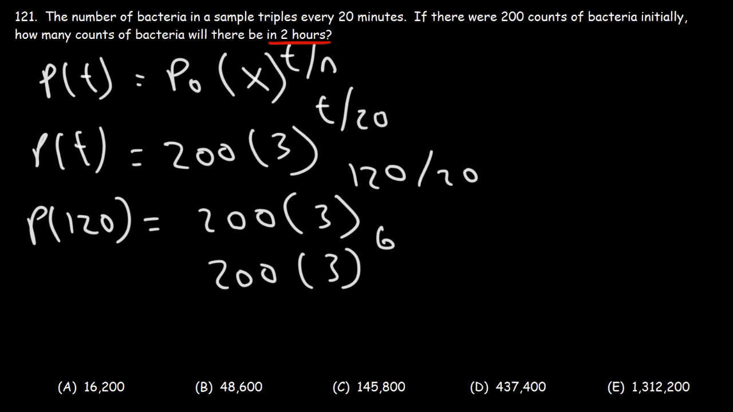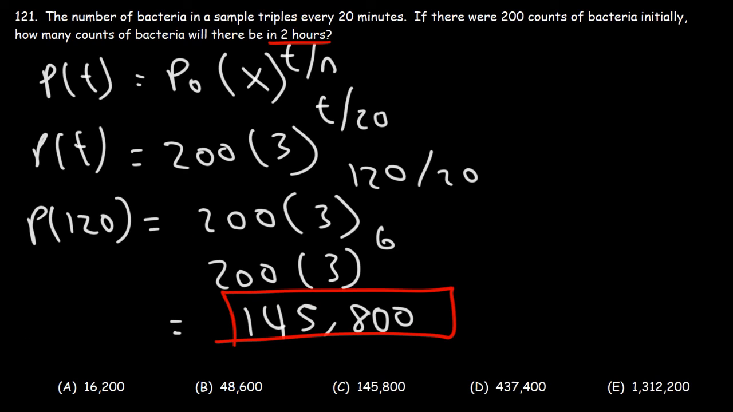So in a 2-hour period, the number of bacteria is going to triple 6 times because it triples every 20 minutes. So 200 times 3 raised to the 6th power is going to be 145,800. So that is the population of the bacteria that's going to be present 2 hours later. So answer choice C is the right answer.